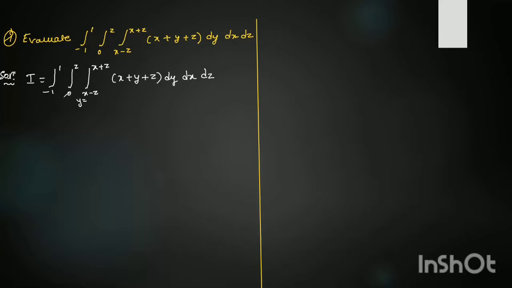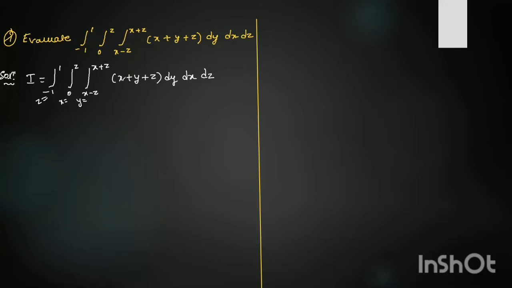What will be the second one? X. Obviously it is x because y is already done, and here we have z, so x varies from 0 to z. And the last one is z. Yes. So we have to integrate with respect to y first.